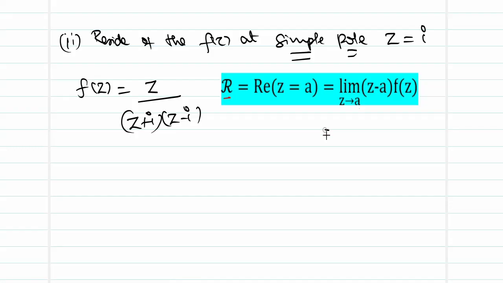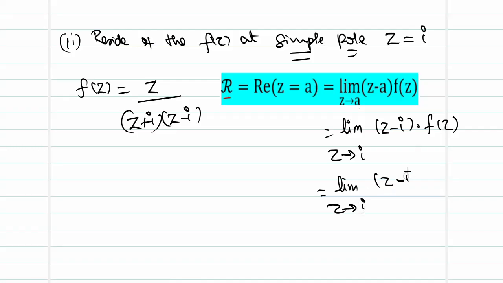So I have this to be equal to limit z tending to, what is my pole here? i, z minus i into my function f of z. So this is limit z tending to i, z minus i into, what is my function f of z? Copy paste it from over here, z divided by z plus i into z minus i. Now we can see that the point at which we estimate the pole will get cancelled off, leaving you with substitution for the other point alone. Now it's time to replace z wherever it appears with the point i.